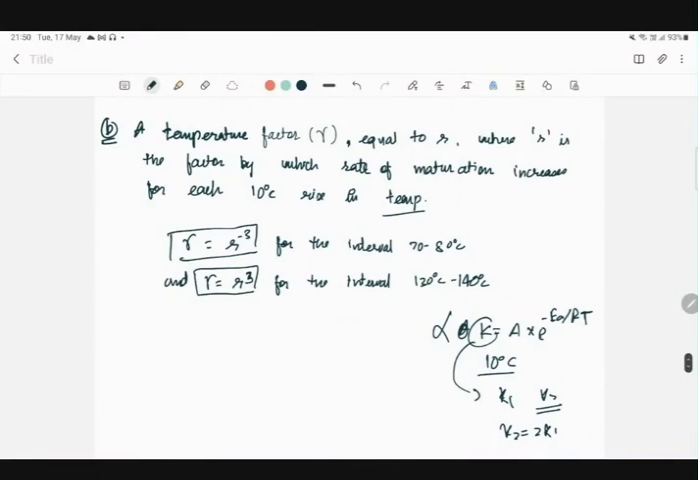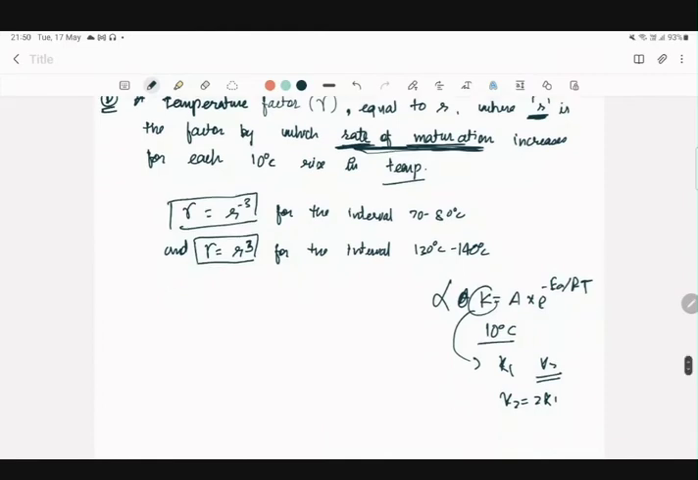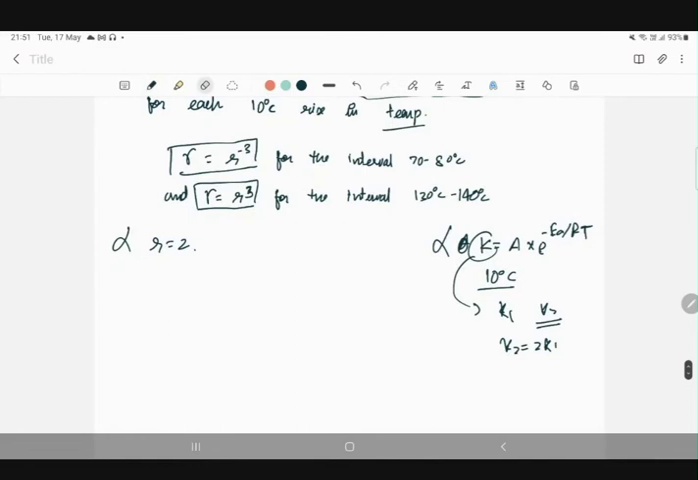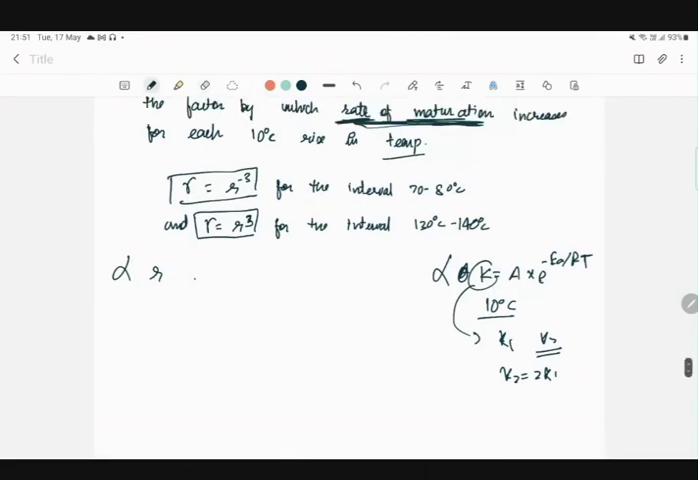Therefore we can say that this R is the rate of maturation. So we can take this as the rate of reaction, and hence R can also be taken as 2. Okay. So write down, R can be taken as 2 according to the Arrhenius equation.